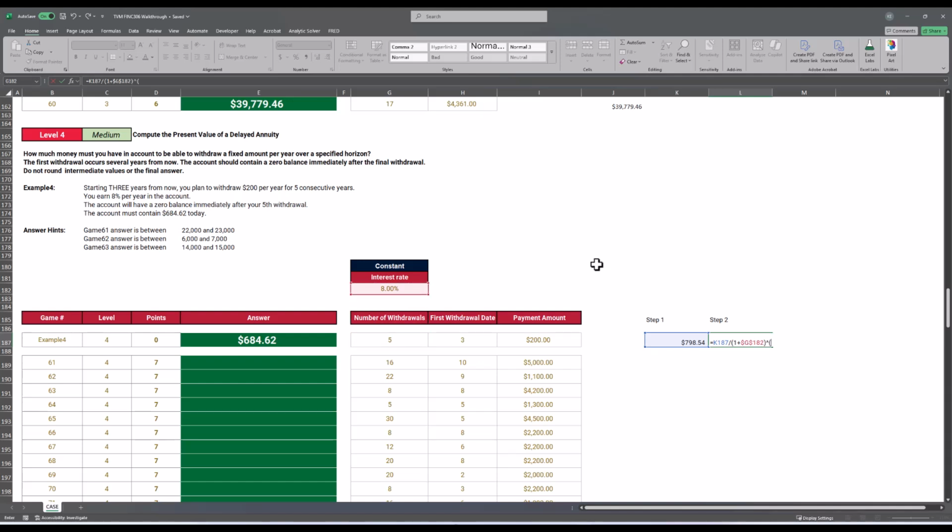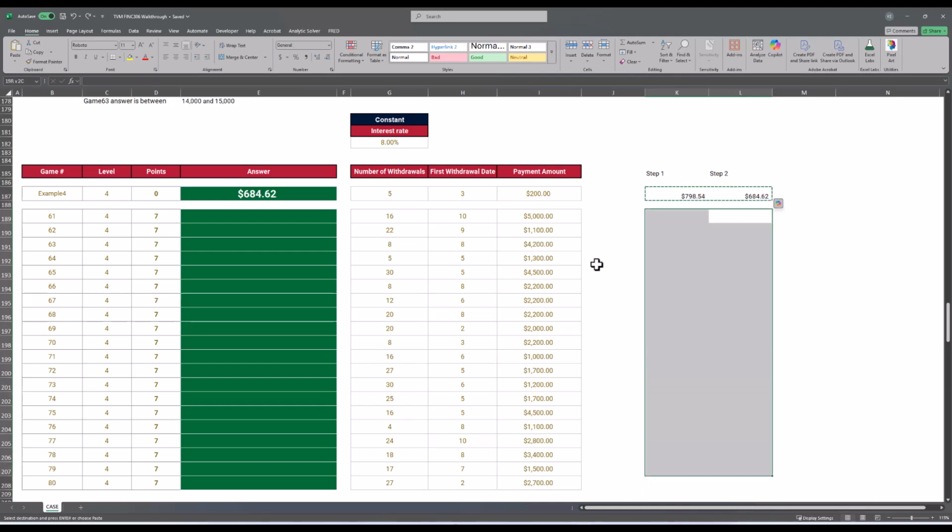by the first withdrawal date minus 1. That's because if the first payment is at time 3, then the PV I calculated in step 1 is as of period 2. And so I need to discount it 2 periods to get to time 0. And so there is my answer, and it does match.